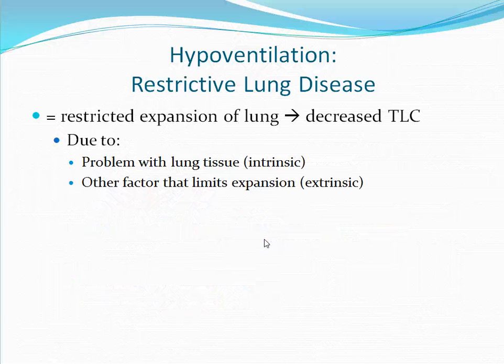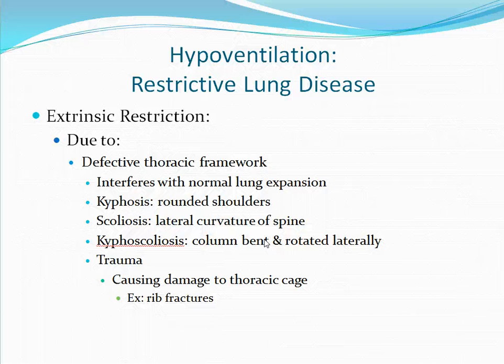The next grouping of disorders that result in hypoventilation are termed restrictive lung diseases. Here, there is restricted expansion of the lungs that causes a decrease in total lung capacity. This could be due either to a problem with the lung tissue itself, which would be known as an intrinsic condition, or it could be due to other factors that limit expansion. These are known as extrinsic conditions. First, we will look at extrinsic restriction.